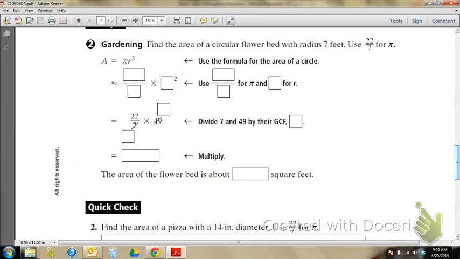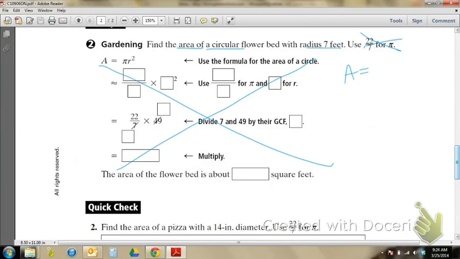Okay, another example here, we're going to, again, do our own work here. So I'm going to cross all this out. And we're not going to use 22 over 7 for pi. So find the area of a circular flower bed with a radius of 7.